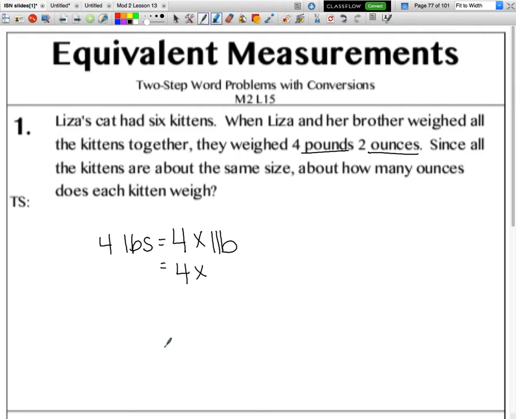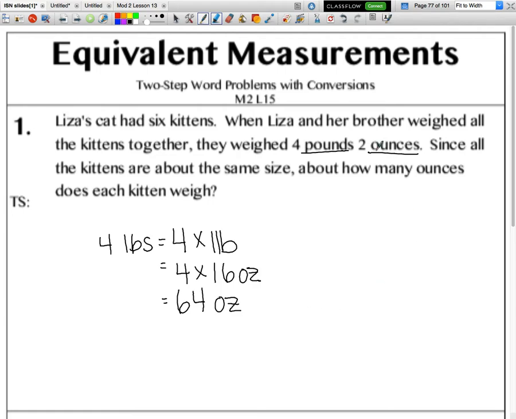I no longer want to talk about it in pounds. I want it in ounces. So this 1 pound is equal to 16 ounces. And now all we have to do is multiply 16 times 4. If you multiply that out, I'm going to do your hard math for you. It is 64 ounces.